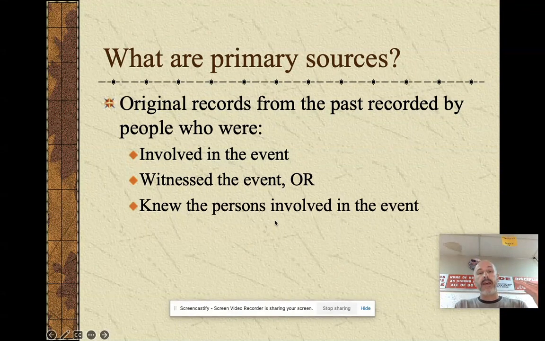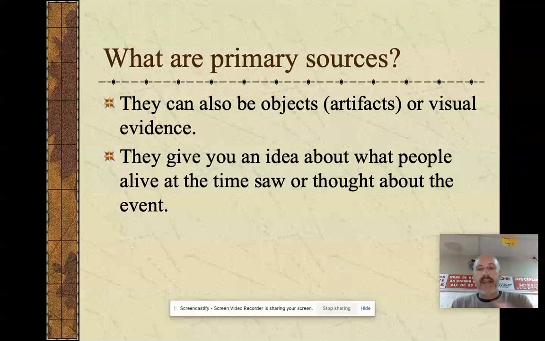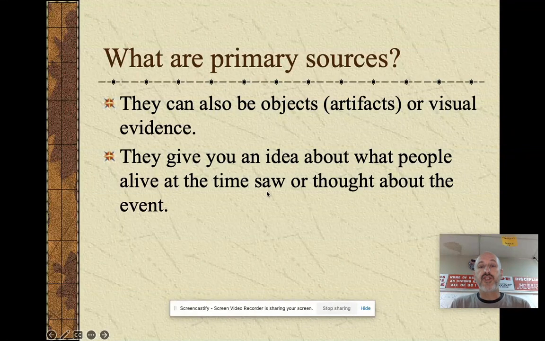Maybe it could be someone that wrote something down at the end of the day. I know some people keep a diary, and let's say someone's kept a diary for the past 5 years, or all of their middle school years, or their high school years. Those would be primary sources of what actually happened. They could also be paintings or videos or artifacts that came from the past that have not been changed.